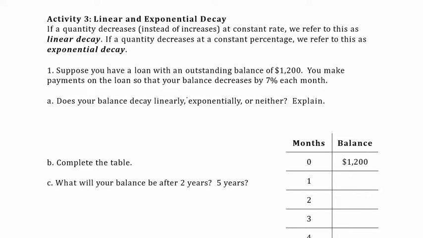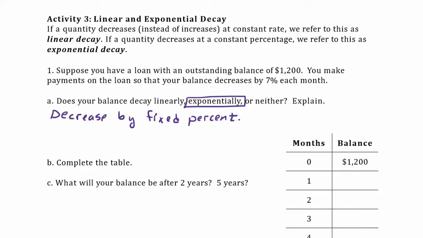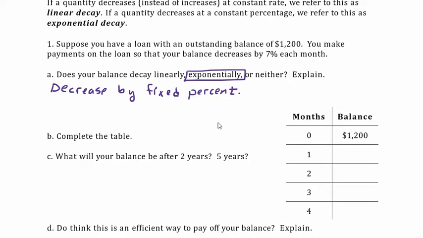Hopefully you're saying exponential. Whenever we're decreasing by a fixed percent, we have exponential decay. Now it's not going to be a fixed amount. It's going to be decreasing by a different number of dollars each month, but it's going to be decreasing by the same percent each month, and that's exponential decay. All right, let's complete the table. You need your multiplier to complete the table.